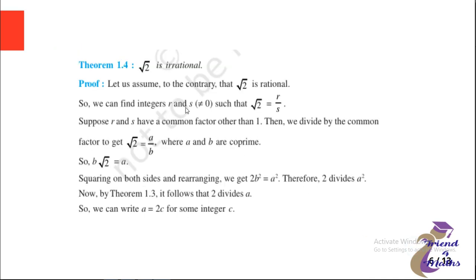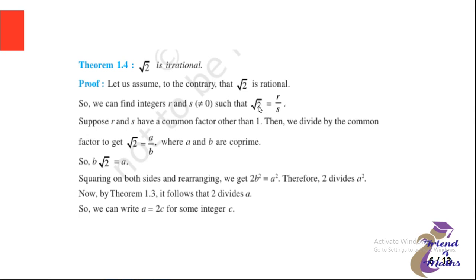Next theorem is to prove that root 2 is an irrational number. This is the theorem: root 2 is an irrational number, and we are going to prove that. To prove that, we are first assuming, in a wrong way, that is a wrong assumption, that root 2 is a rational number. If root 2 is a rational number, it can be written in the form p by q.